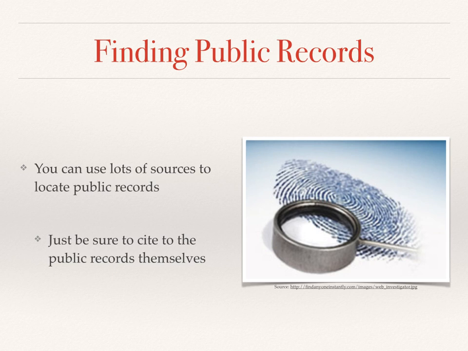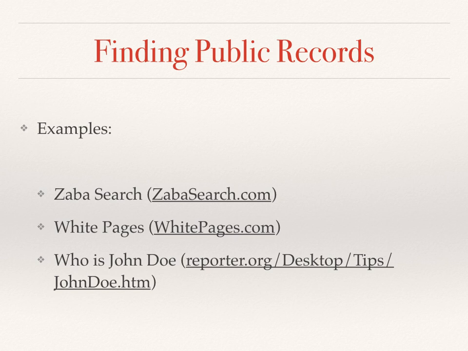Then you can attribute your information to the public records themselves to show your readers that you are using reliable sources in your stories. So, let us get started looking at all of these helpful and free online tools for finding public records. If you are looking for basic information about people, such as their ages, addresses, phone numbers, and immediate family members' names, then check out Zaba Search, the White Pages, or Who is John Doe?